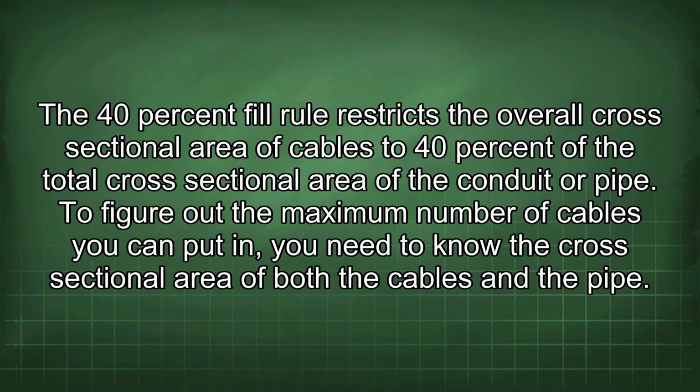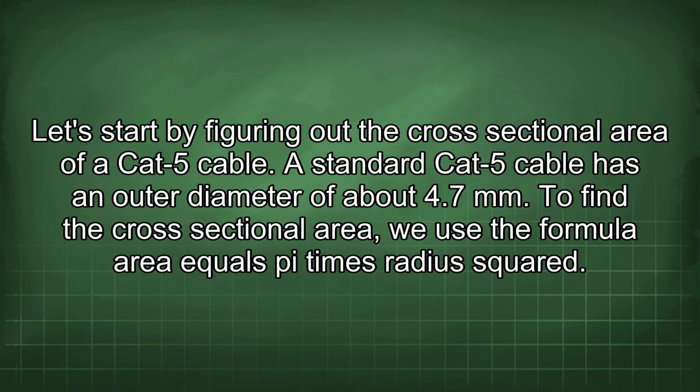The 40% fill rule restricts the overall cross-sectional area of cables to 40% of the total cross-sectional area of the conduit or pipe. To figure out the maximum number of cables you can put in, you need to know the cross-sectional area of both the cables and the pipe. Let's start by figuring out the cross-sectional area of a Cat-5 cable.